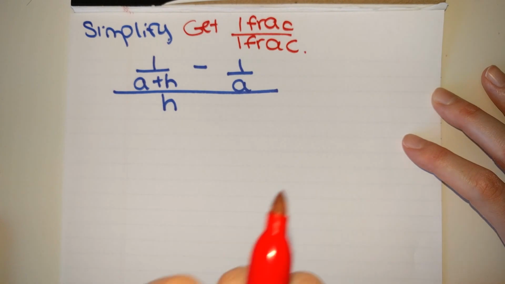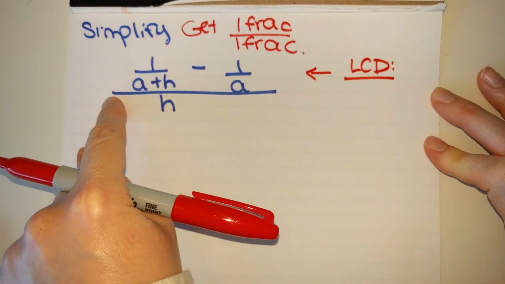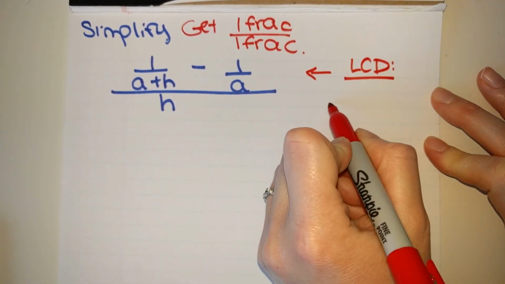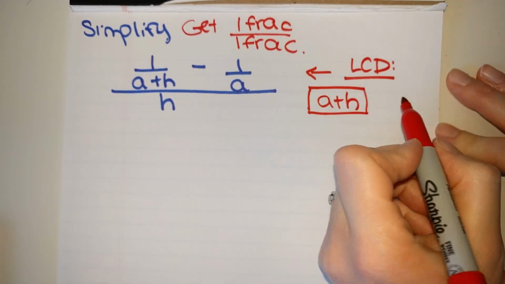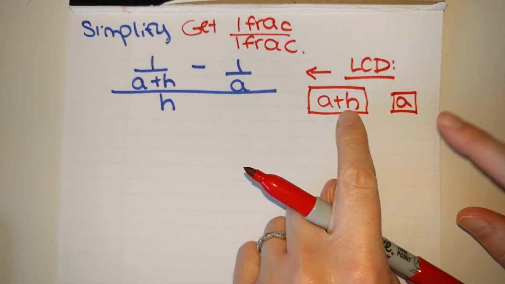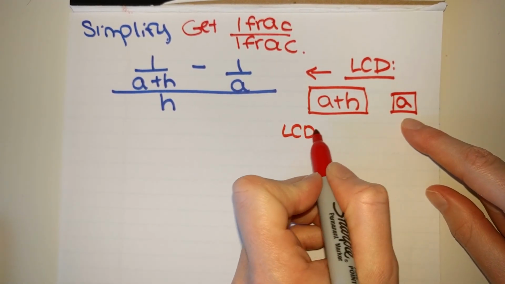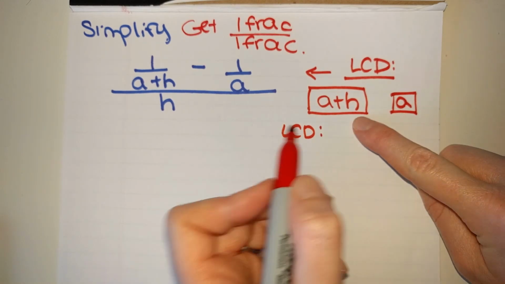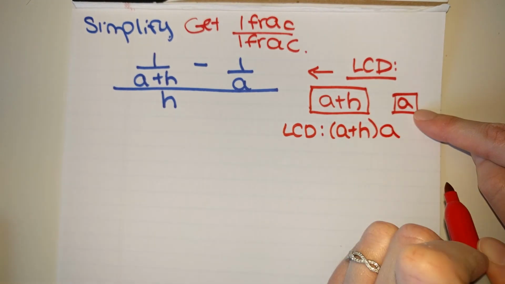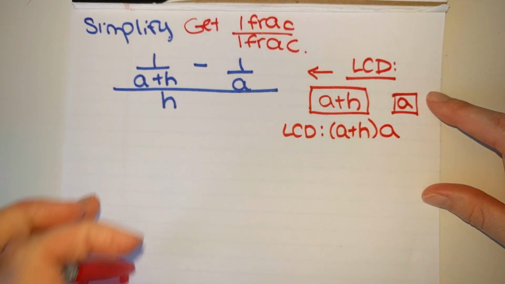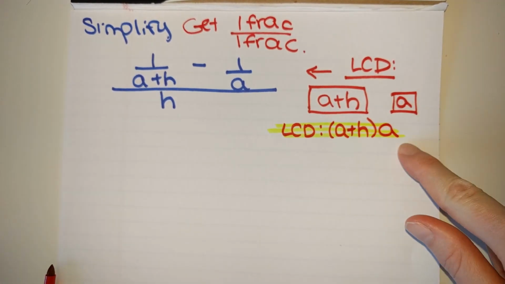So because of that, I'm going to start off by getting an LCD for the top part above the main division line. Now, to get our LCD, we write down each of the individual denominators. So I have an a plus h denominator, and then I have an a. Now, because these are two unique factors, that means that our LCD is going to have to include both of them. We're going to have an a plus h as one factor, and then an a as the other factor. All right, so we'll go over here with the goal of trying to get this as our LCD, an a plus h times an a.